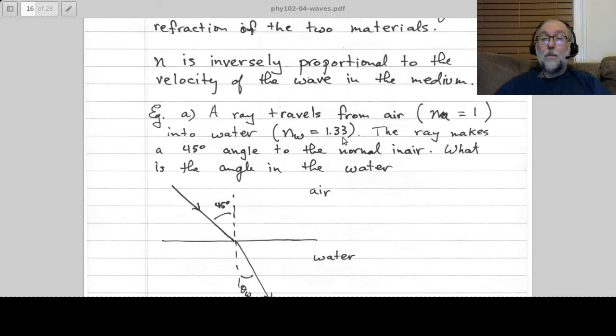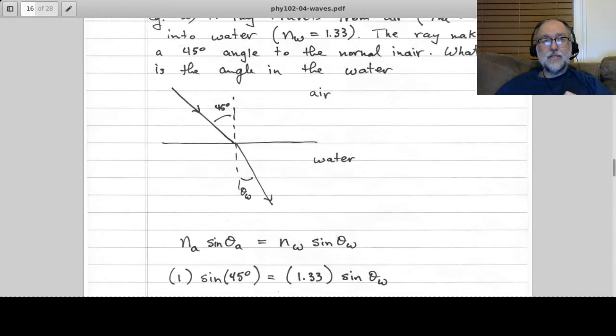Index of refraction 1.33, okay? The ray makes a 45-degree angle to the normal in the air. What angle does it make in the water? Okay, so the diagram looks like this. Here we have air up here, we have water down here. We have this ray coming in at 45 degrees to the normal, okay?